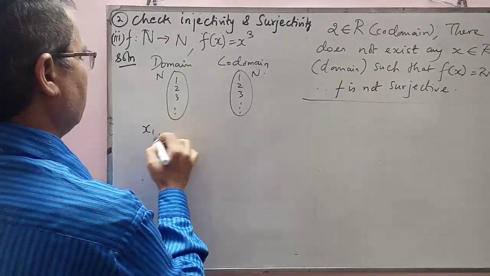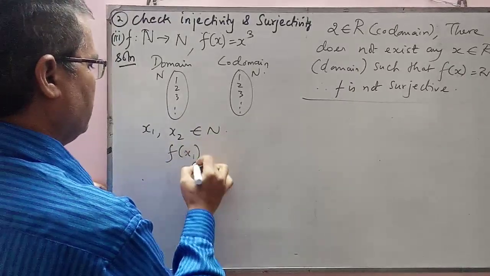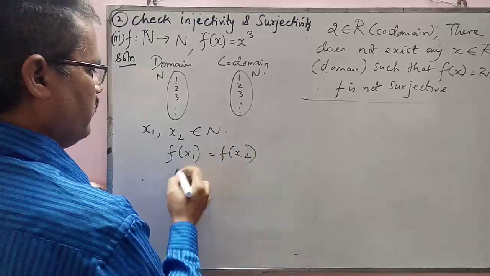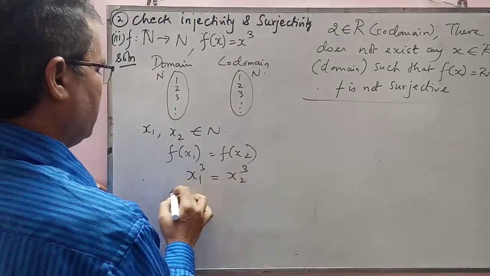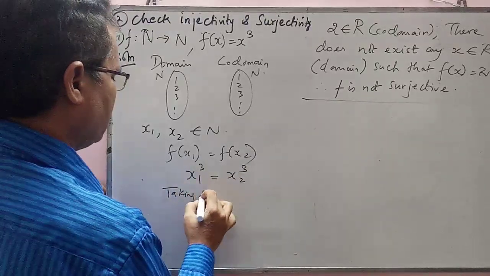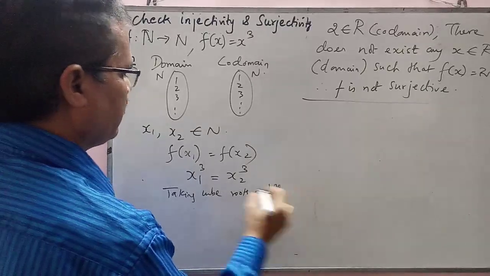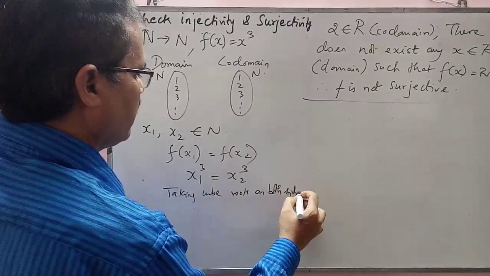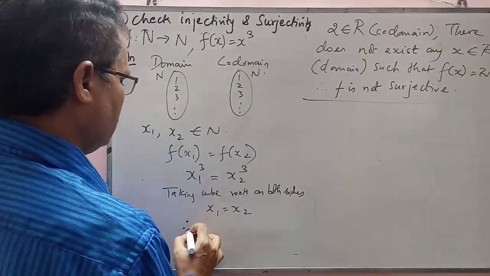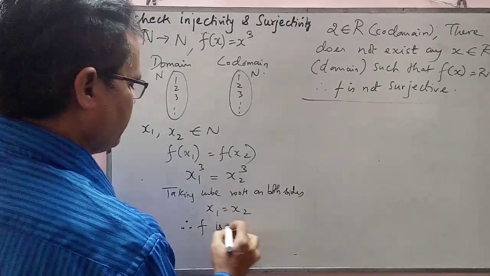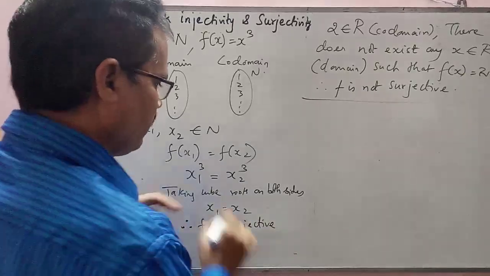Let x1, x2 belong to the natural numbers N. f of x1 equal to f of x2. f of x is x cube, right? So x1 cube equals x2 cube. Taking cube roots on both sides, or you can say I am raising to the power of 1 by 3. What do you get? x1 equals x2. Therefore f is injective, or a one-to-one function. Okay children, we completed this one.